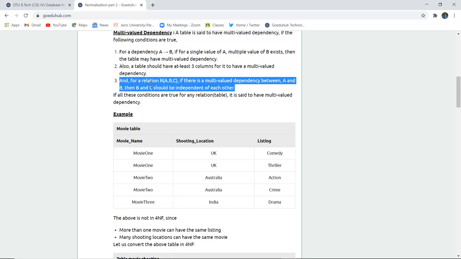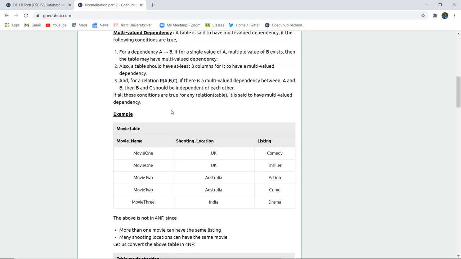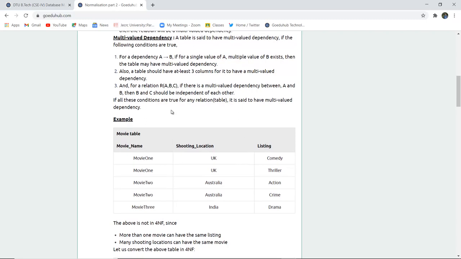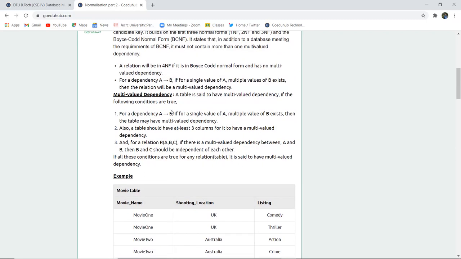Similarly, in a relation R(A, B, C), there is a multi-valued dependency between A and B, and B and C should be independent of each other. There can be dependency, but B and C should be independent of each other. Similarly for A and B. If all the above three conditions are true, then the relation or table is said to have a multi-valued dependency. And in 4NF, we have to eliminate that multi-valued dependency if the BCNF relation has it.